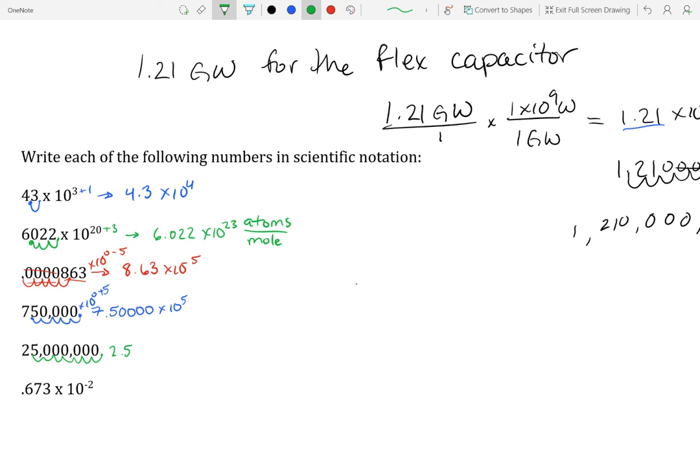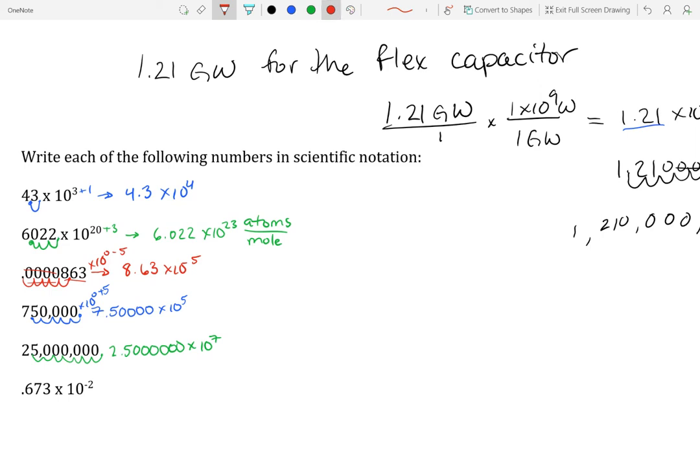Okay? So 1, 2, 3, 4, 5, 6 zeros in addition to our 2.5. Okay? And so since we moved over 7 times to the left, our answer should be times 10 to the 7, positive 7, because we moved over to the left. And recall, left is bigger, right is smaller. Let's move on to this last one right here.